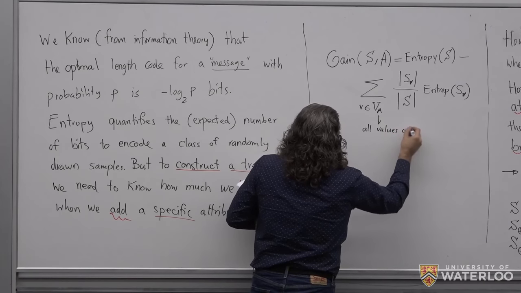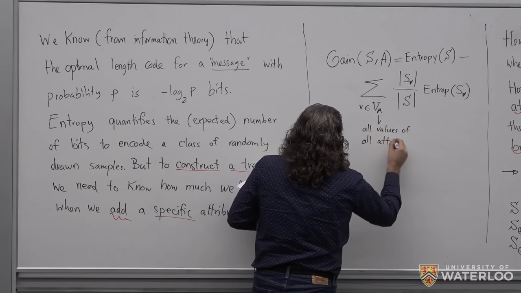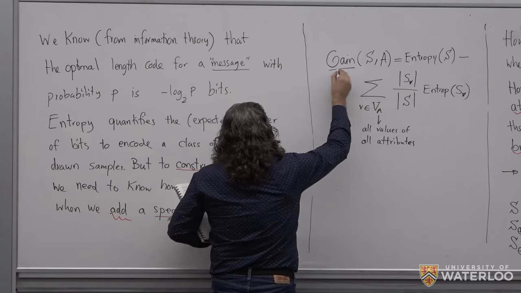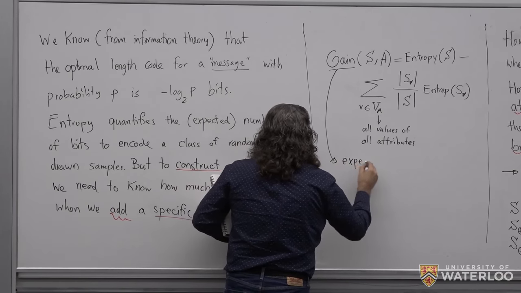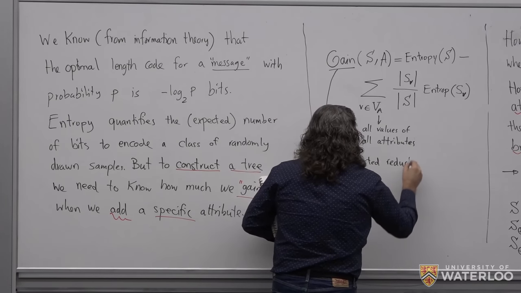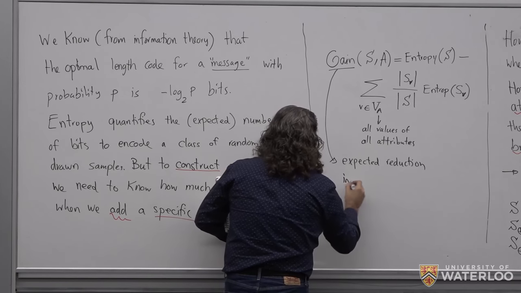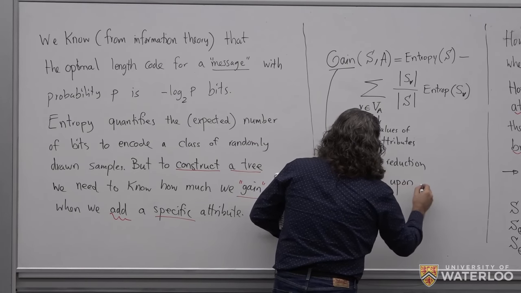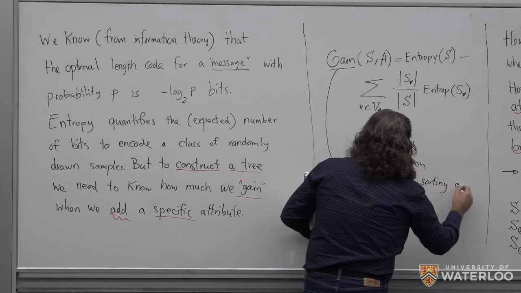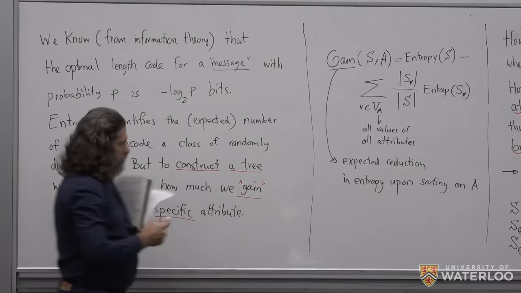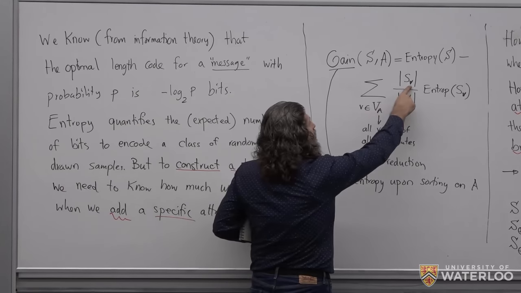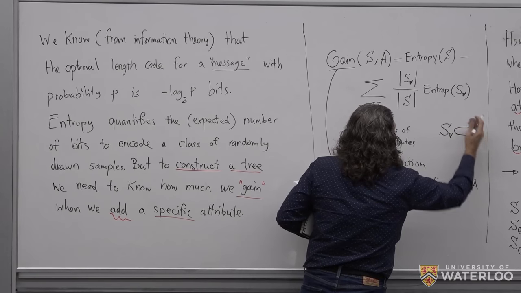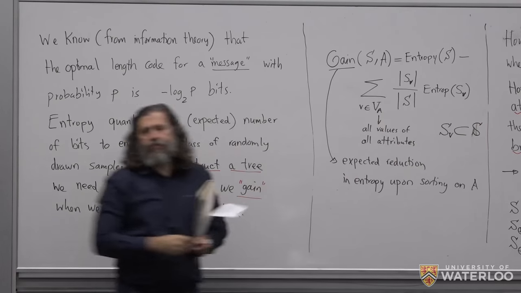So what is then the gain? The gain becomes the expected reduction in entropy upon sorting on A. I'm looking at subsets, so S_v is, of course, a subset of S. Of course. So I grab only the instances that are talking about color. I grab only instances that are talking about flight. I'm grabbing instances. So I am looking at different attributes.